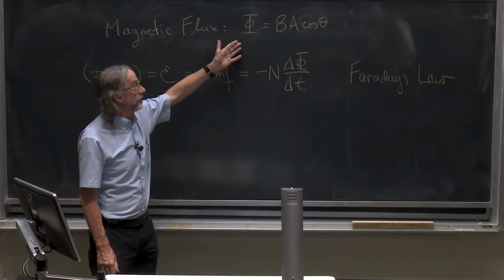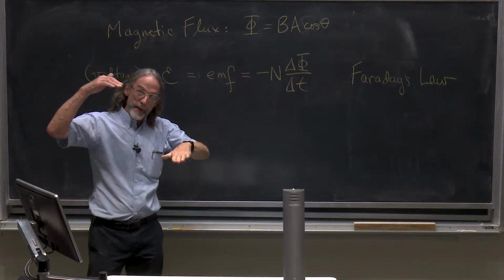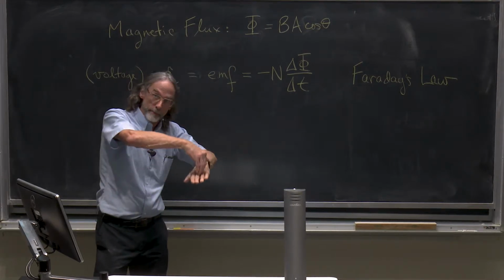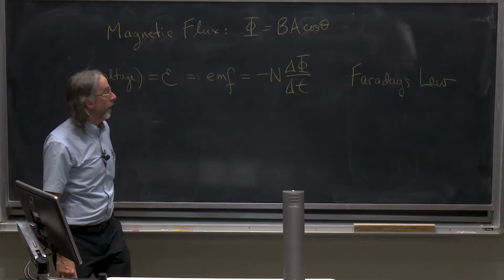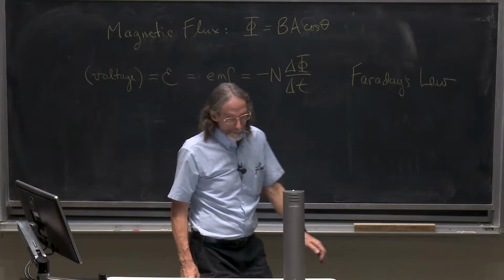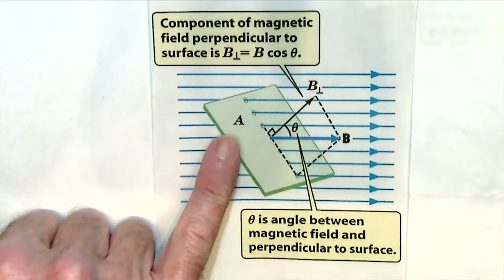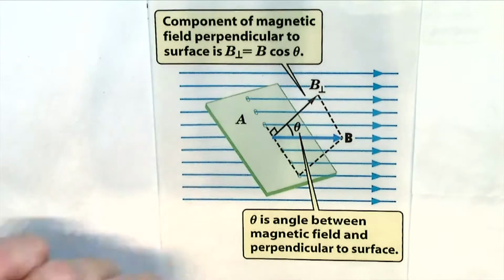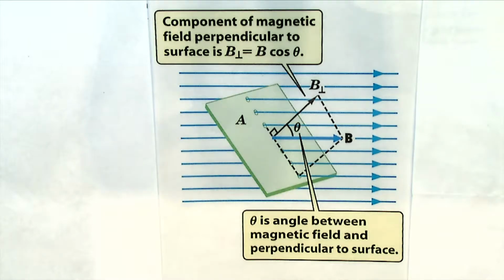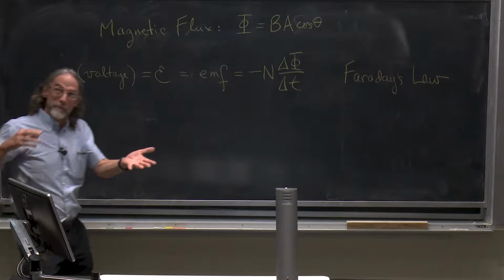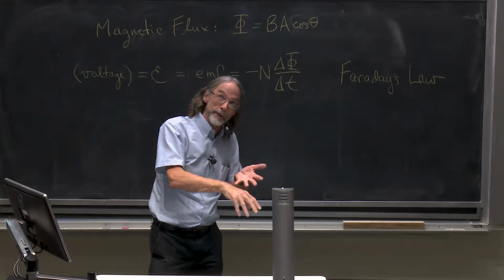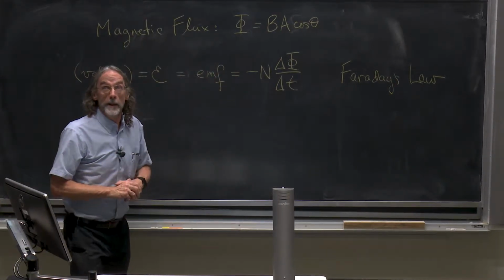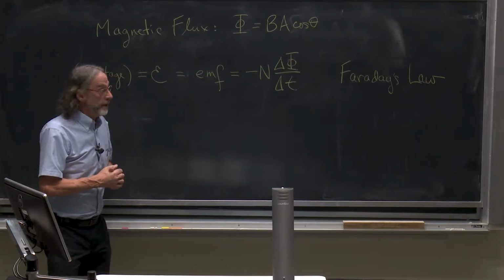Magnetic flux is just a measure of how much magnetic field is crossing perpendicular to a surface. And so it depends on the field and the area and the angle between the field and the normal to that surface. So however much flux is crossing a surface will determine its action under Faraday's law.